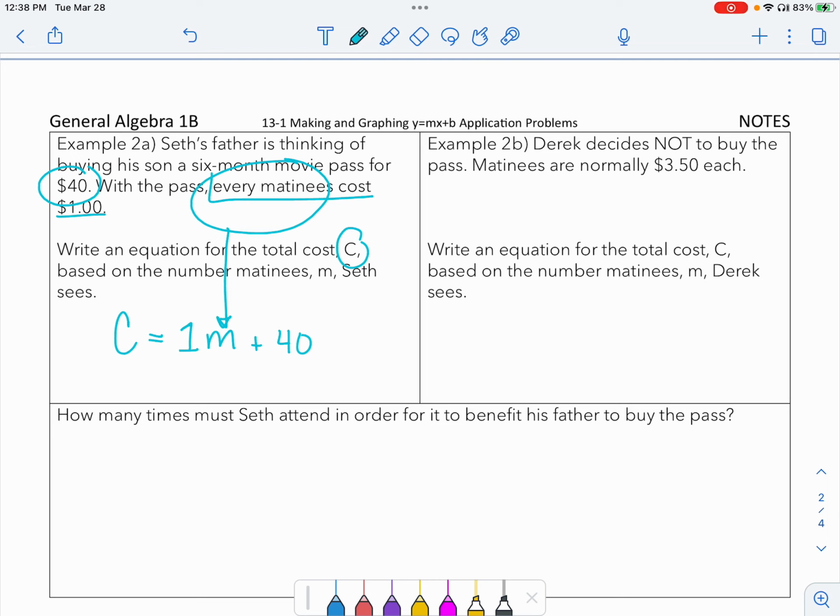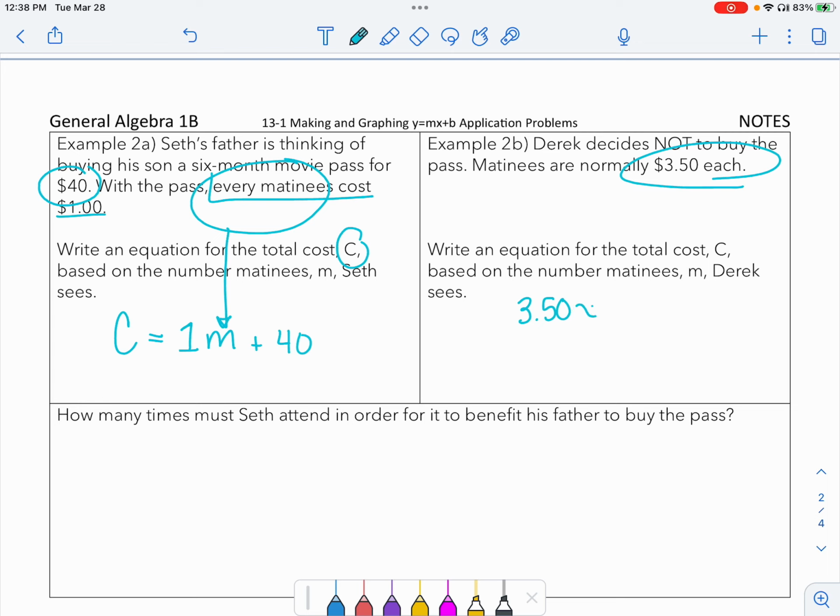Now let's take a look at the next one. Derek's on a different route. He decides he is not going to buy the pass, and he's just going to pay the normal $3.50 each. Write an equation for Derek. Okay, so this $3.50 is for every matinee. So that's going to be $3.50 for every matinee, like that.